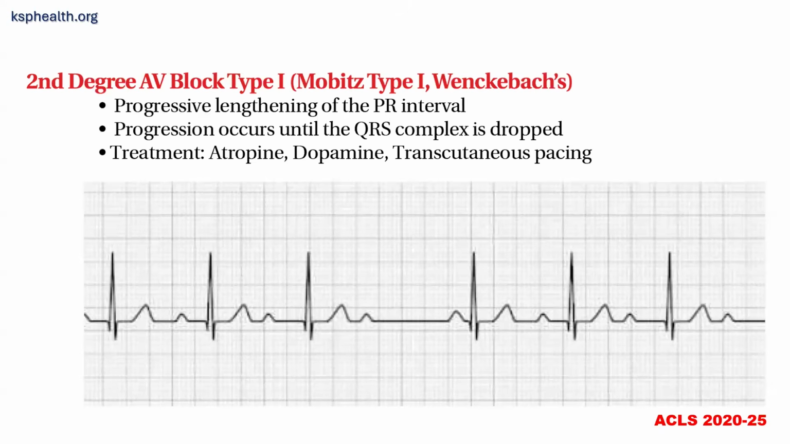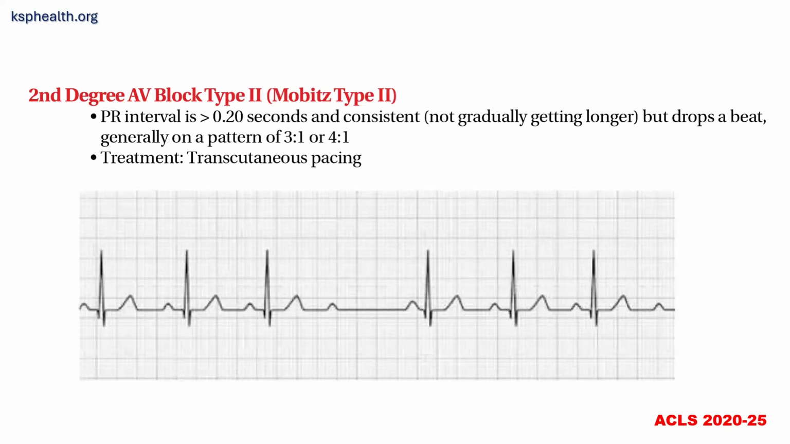The second degree AV block, Mobitz type 1, where there is a progressive lengthening of PR interval. The progression occurs until the QRS complex is dropped. How do you treat? Atropine, dopamine, and transcutaneous pacing.